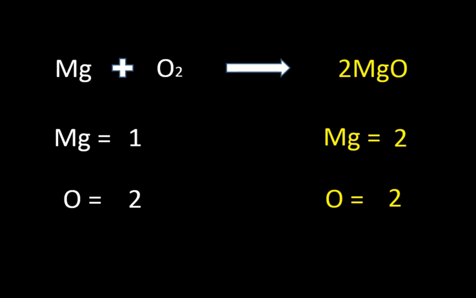So in order for us to balance that, we're going to try to change that magnesium that equals 1 into a 2. And the way to do that is to put a 2 in front of that magnesium, and now that 1 becomes 2. And so now we have 2 magnesiums and 2 oxygens on the left and the same on the right, and those equations are balanced.